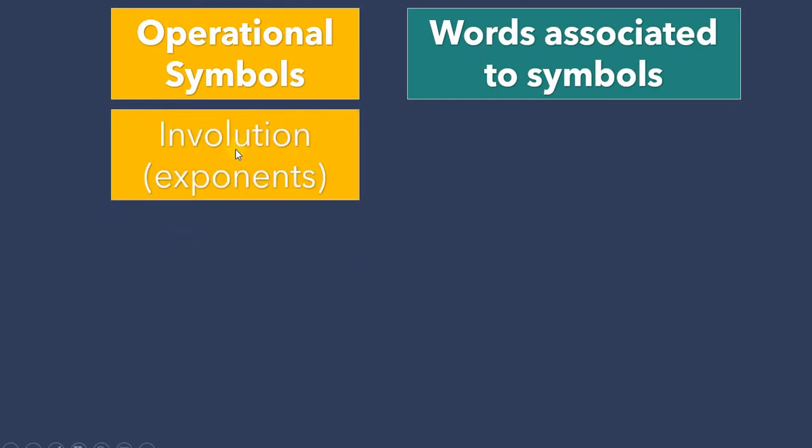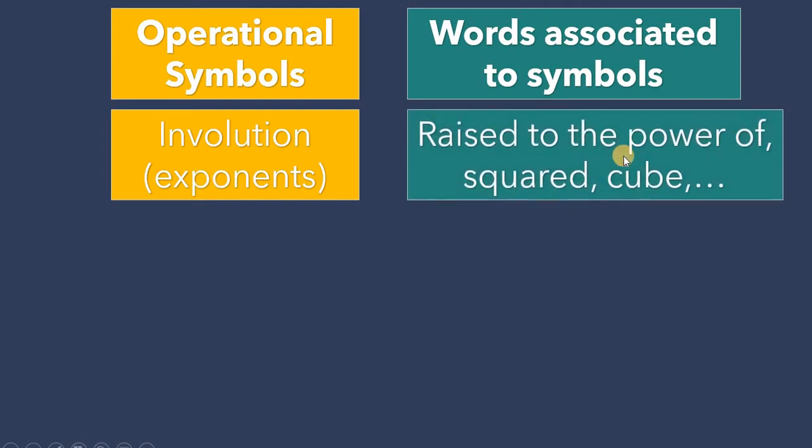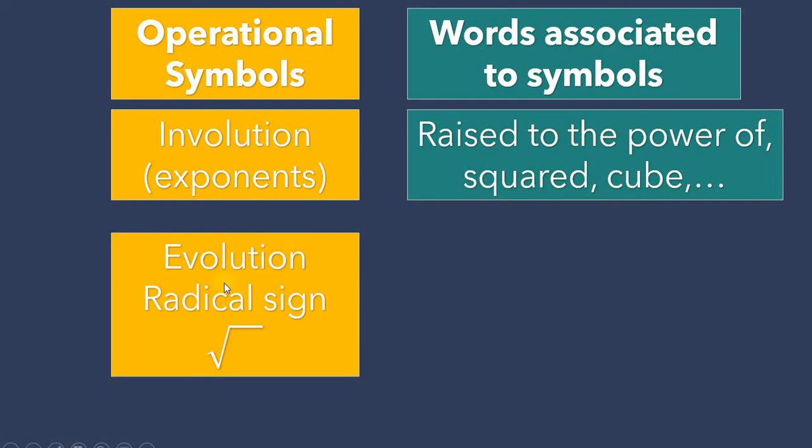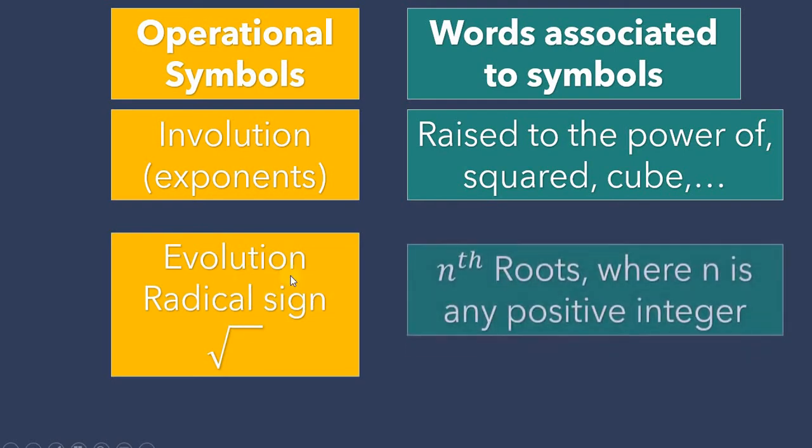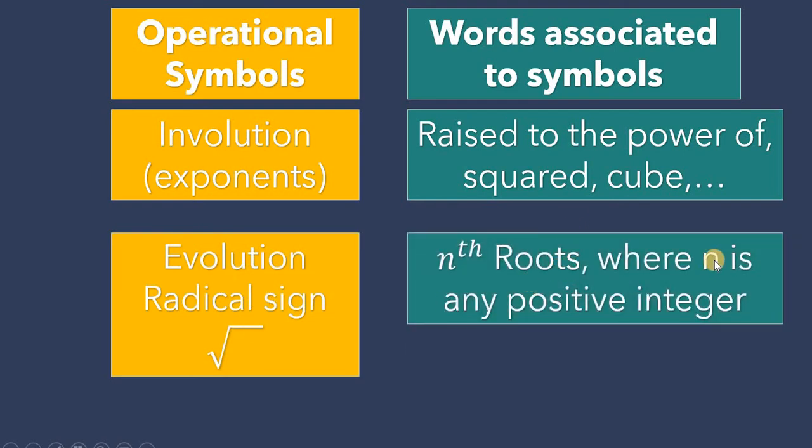We also have the involution, which means the exponents. So, raised to the power of squared, cube, and the evolution or the radical sign, the nth roots, where n is any positive integer. For example, cube root, square root, fourth root, fifth root. Those are the words associated with the radical sign.